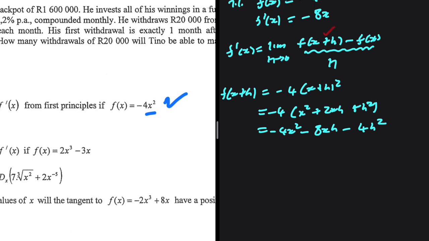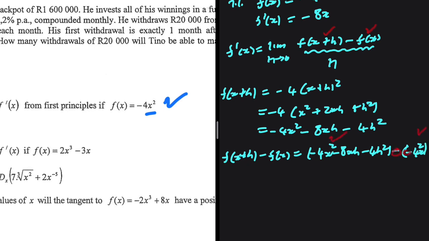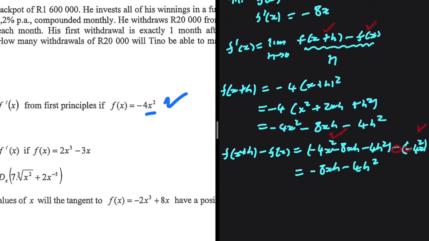If we include also minus f of x, we can say that f of x plus h minus f of x is equals to minus 4x squared minus 8xh minus 4h squared minus f of x, which is minus 4x squared. So as you can see, minus 4x squared minus 4x squared, that is 0. So f of x plus h minus f of x is just equals to minus 8xh minus 4h squared. If we substitute it back into our equation, we're going to have f prime of x being equals to the limit as h tends to 0 of minus 8xh minus 4h squared, everything divided by h.